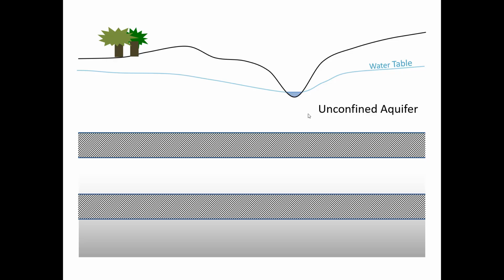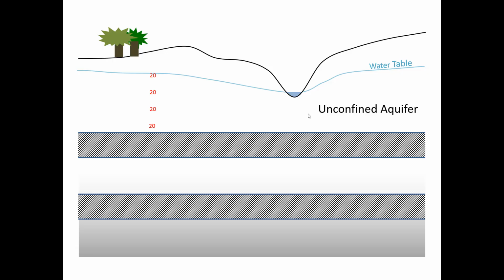The Dupuit assumption basically says that the same idea applies to unconfined aquifers as well. Remember that the head at the water table is the elevation of the water table. According to the Dupuit assumption, the head beneath the water table is approximately also equal to the elevation of the water table. So if the elevation of the water table is 20 feet, then the head in the unconfined aquifer will be 20 feet below the water table as well.